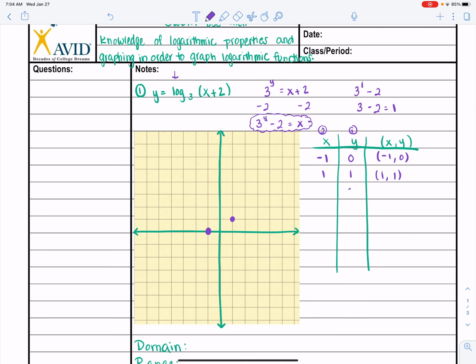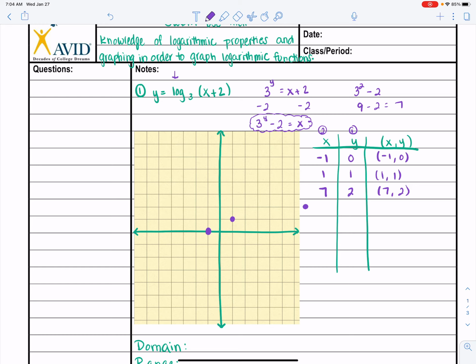Okay, now let's go with 2. So 3 squared minus 2. 3 squared is 9, minus 2 is 7. So it's going to be somewhere out here. I just barely ran out of room. Okay, so we've got a pretty good idea of how we're moving to the right, what our domain is doing as we move right. Let's figure out what happens if I go the other way.